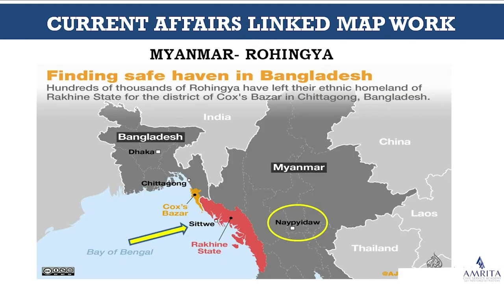Then Rohingya issue, that is Myanmar Rohingya issue. See the Myanmar Rakhine state. Rakhine state is located to the south of Myanmar, bordering Bangladesh and Bay of Bengal. Switi port, you can see that yellow marking, yellow arrow shows the Switi port, famous port in Myanmar. Then Cox Bazar is the district very contiguous to this Rakhine state. Cox Bazar is having one of the longest beaches in the world. Naypyidaw, that is the capital region of Myanmar.